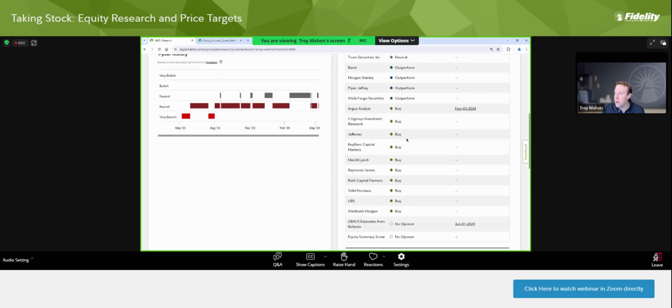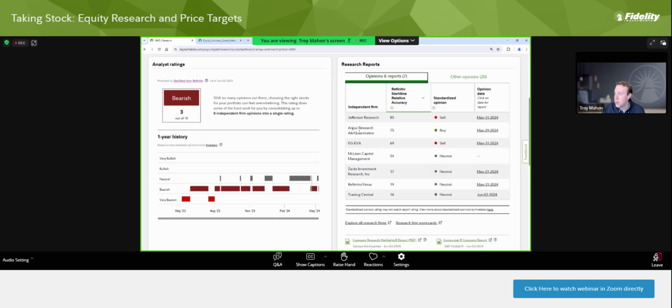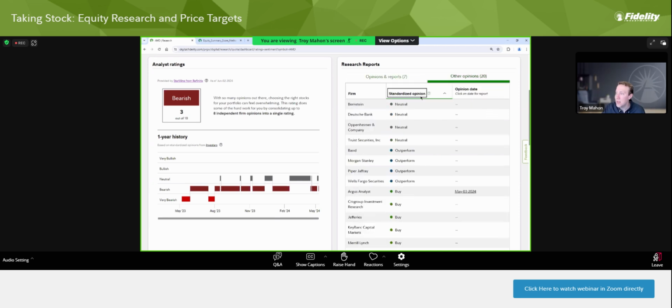Now, from the other opinions, we just saw that, for example, Jefferson and ISS were both sell, and then Argus was buy. Sometimes this is the case for a lot of securities, right? The market, broadly speaking, tends to go higher over time. So a lot of firms tend to be more on the bullish slant too. So if you're going to be bearish on something, you probably have to have a good reason for it. Because if your price target is just above where it is currently, if the company does moderately well, it can hit that price target.